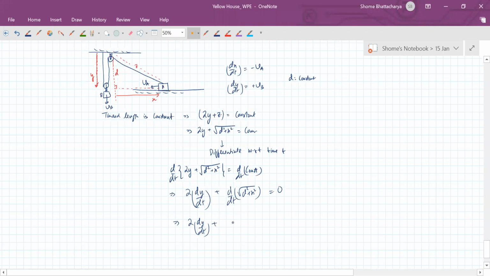So differentiation of square root function is 1 upon 2 times square root function into differentiation of this. So it becomes this whole term. So this is 0. So ultimately we get this relation that 2 dy by dt plus x upon square root of x square plus d square into dx by dt is 0.